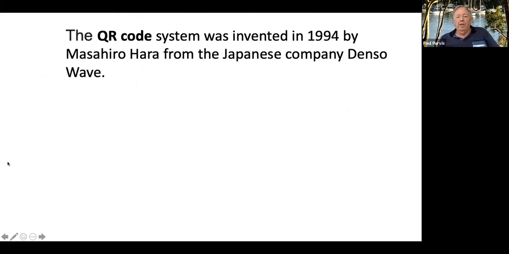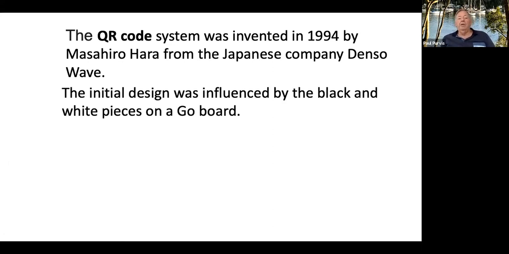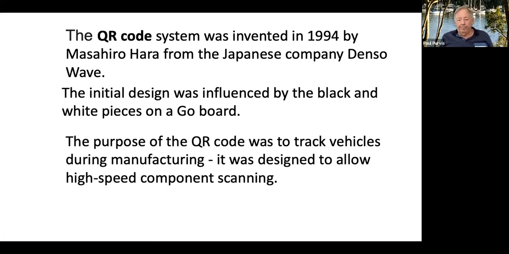The QR code system was first invented in 1994 by this Japanese man for a company that you see. He designed it because it was influenced by the pieces on a Go board. I don't know if you've ever played Go. I certainly haven't, but it's a very popular game in Japan, and the look of a QR code is very like one of those boards.